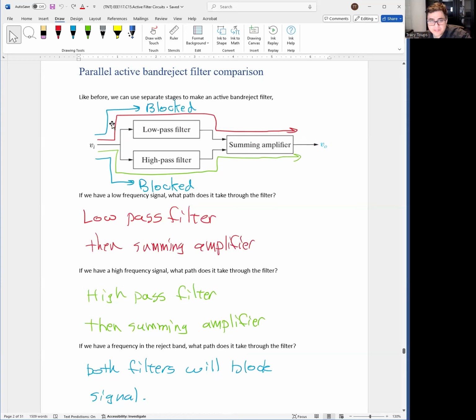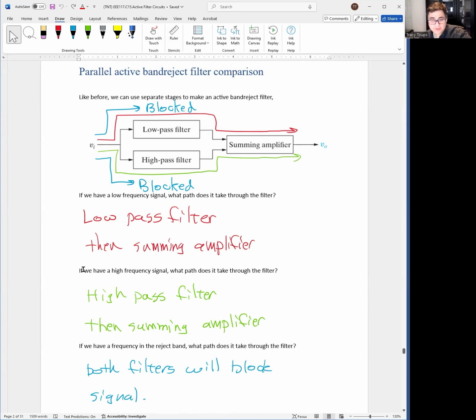So here, let's do some analysis. Let's say we have a low frequency signal. Now remember, the lower frequency, we won't let all that through. So any low frequency signal is going to come through this wire. It's going to hit the high pass filter and get blocked immediately, right? Because high pass only lets the high frequency through. But we can let the low frequency through a low pass filter. So in red, the signal goes through the low pass filter and goes through the summing amplifier and then comes out in output. So the low frequency passes, which is what we want.